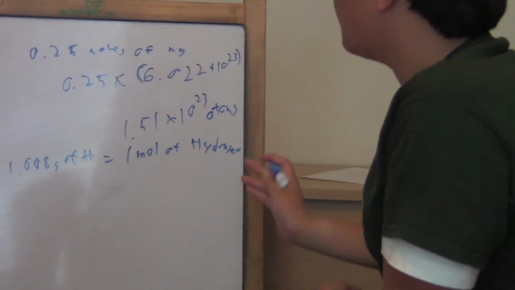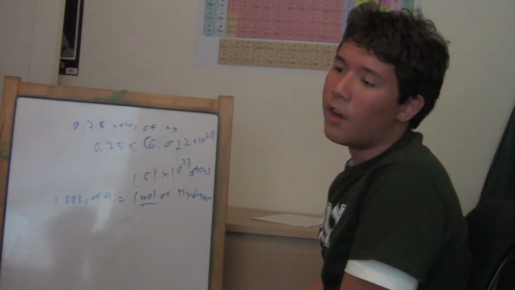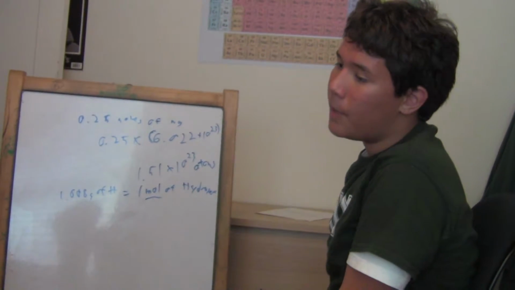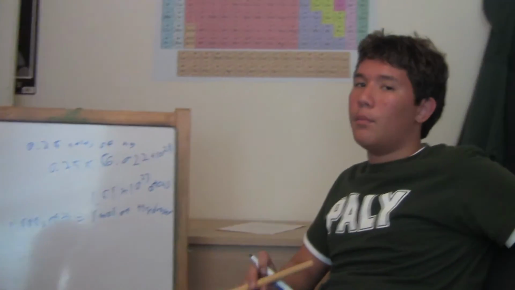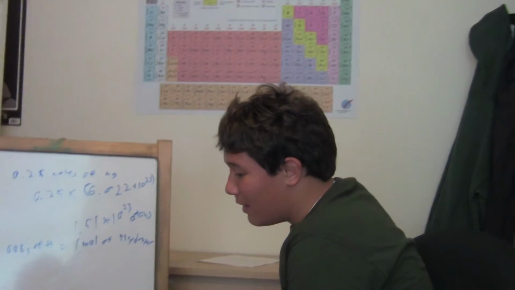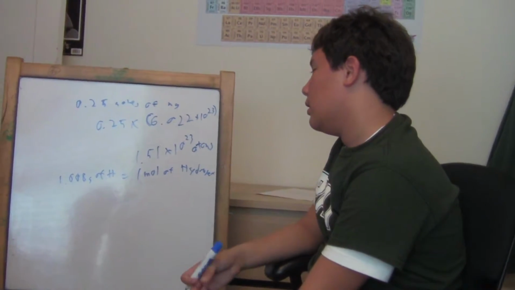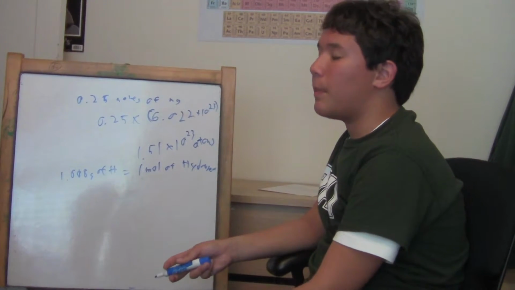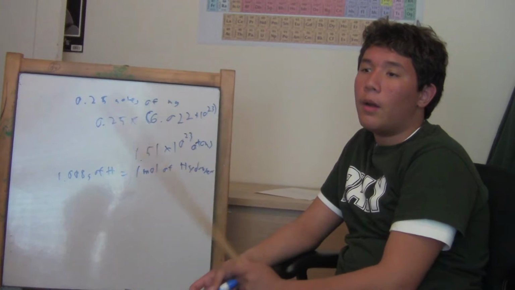And as a clarification note, this is not an abbreviation of molecules. Be mindful of that. It's just a short way of trying to say mole because I'm just too lazy to write out moles. But anyways, back to what I was saying. 1.008 grams of hydrogen is 1 mole.